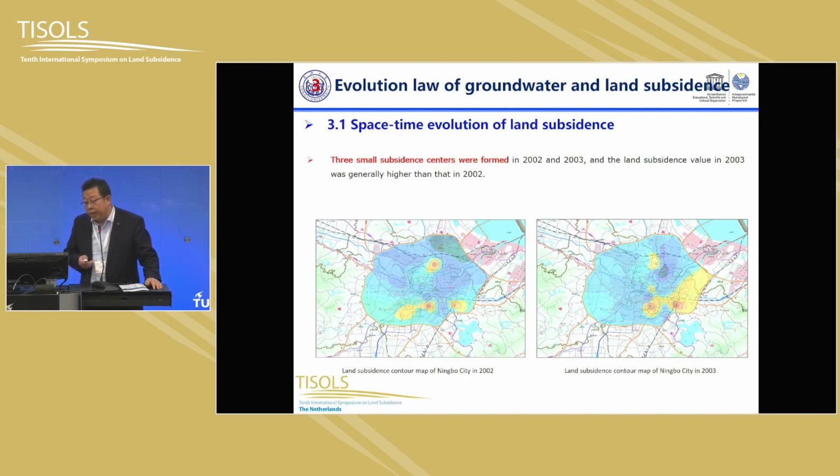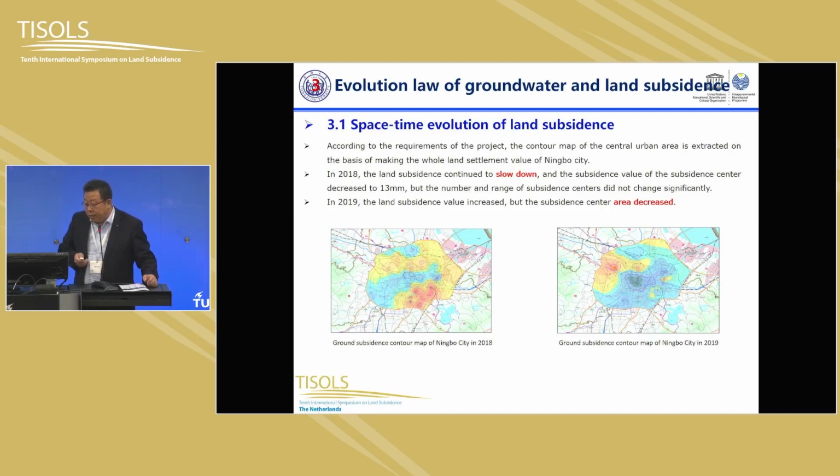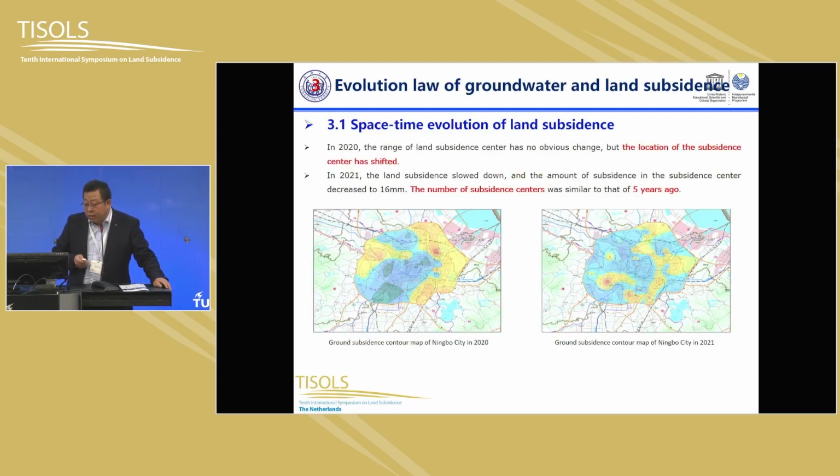In these 2 years, we can see that we have 3 to 5 land subsidence centers. However, the value is also different. Then in 2018 and 2019, we can see that the land subsidence is also different. In 2018, the area of land subsidence is large. However, in 2019, the area is decreased, but the value is increased. So we also can see in 2020 and 2021, the evolution in space is also different.